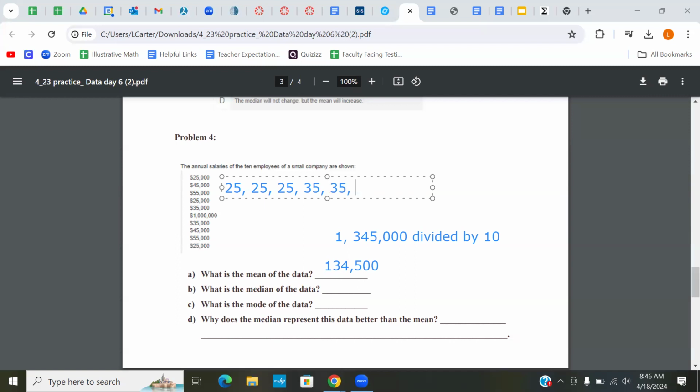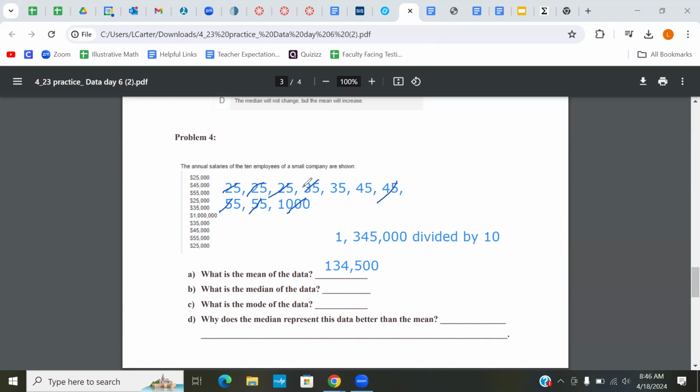Another 35. 45. Another 45. A 55. Another 55. And then 1,000 thousandths or 1 million. Okay. Now, if we go through here and we do the way we normally would mark them out for median, like this.